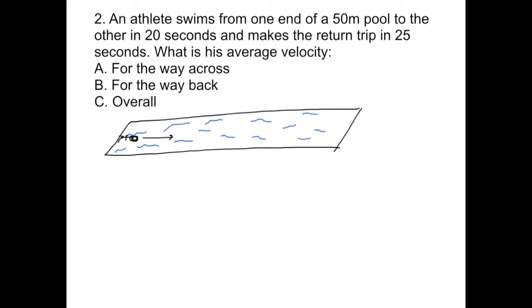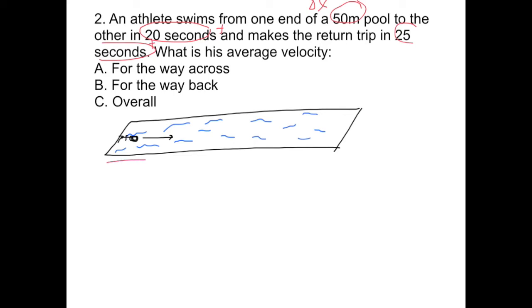Velocity practice number 2. An athlete swims from one end of a 50-meter pool to the other in 20 seconds, so that's t, this is delta x, and makes the return trip in 25 seconds. So that's a different t, that's for the return trip. What is his average velocity, A, for the way across?